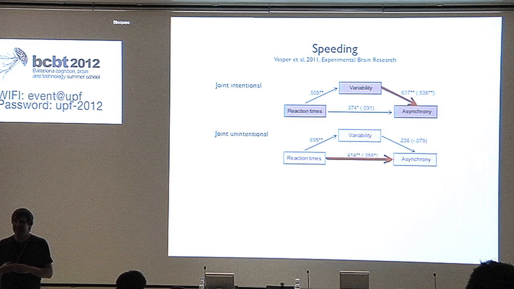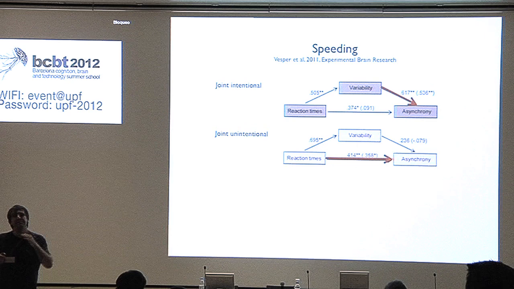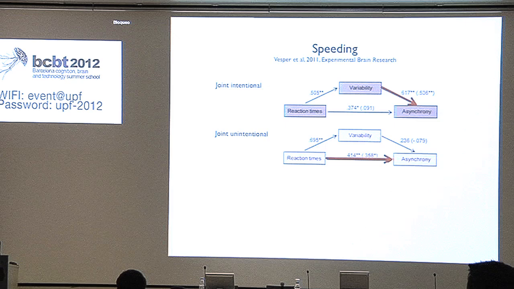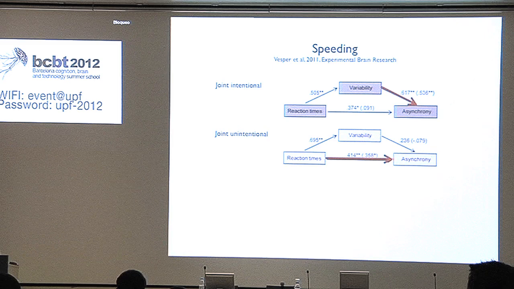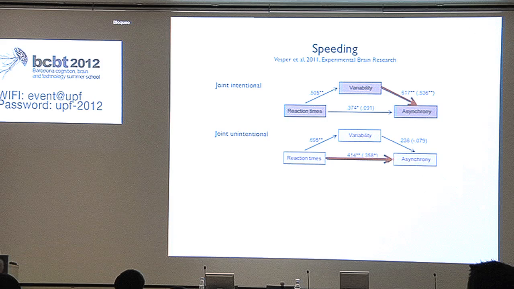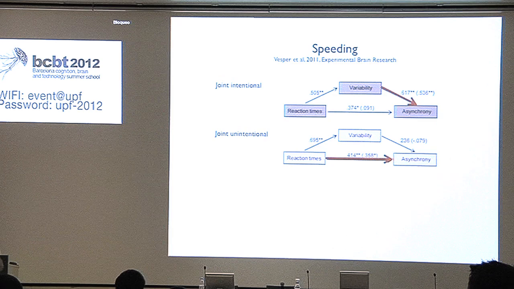If I understood your data correctly, they are faster when they try to synchronize than when you tell them to do it as fast as possible. No, in both conditions they had the instruction to respond as fast and accurately as possible. That is a standard instruction. But in one experiment they had only the individual condition without a coordination constraint, whereas in the joint intentional condition they had the additional instruction to also be as synchronous as possible. Right, but in the individual one, they seem to have been slower than in the synchronized one. But I didn't explain that well.